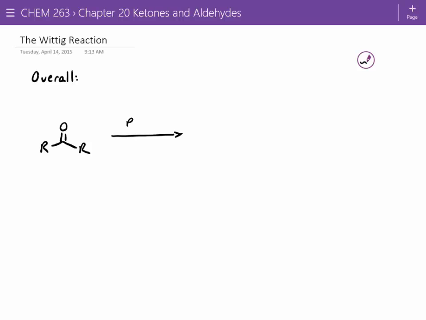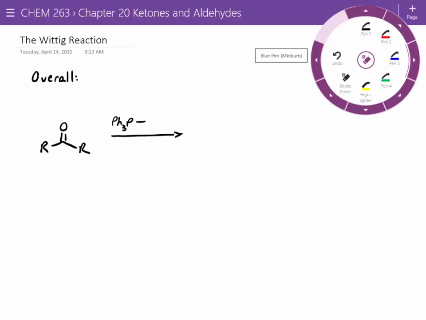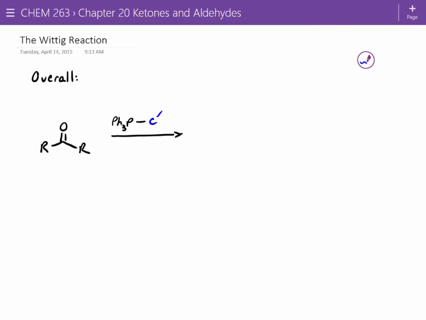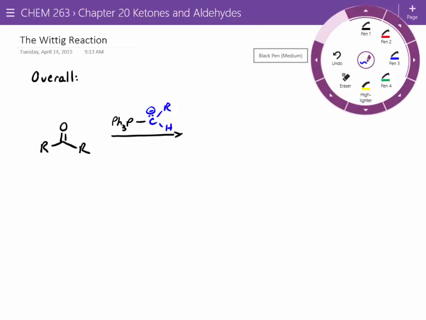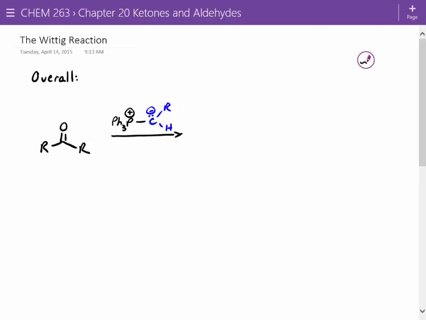And then you react it with this phosphorus reagent with 3 phenyl groups coming off of it. And then you can react it with a carbon. Actually, let me change the colors here. Carbon with either 2 hydrogens or 1 R group, like an alkyl group, and another hydrogen. And this has a lone pair with a negative charge. And your phosphorus has a positive charge. So that carbon, because it has a negative charge, is very, very nucleophilic. This is called an ylide.